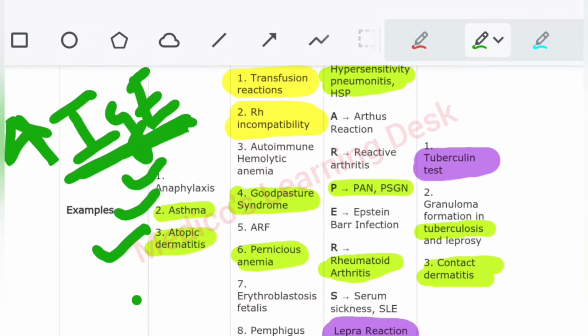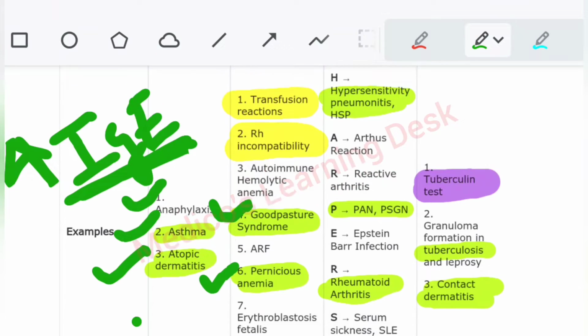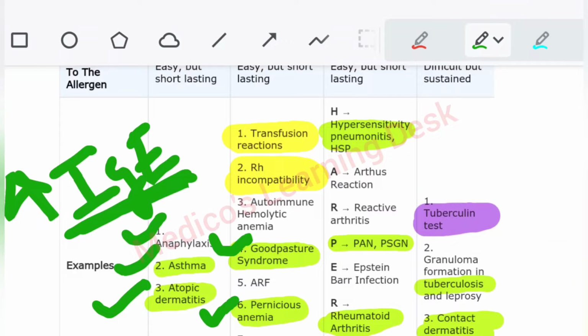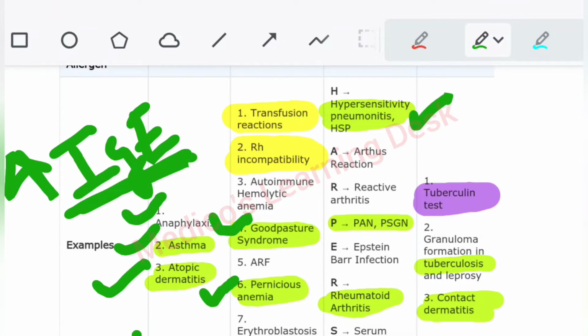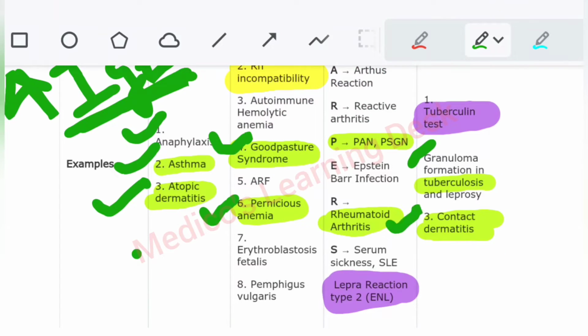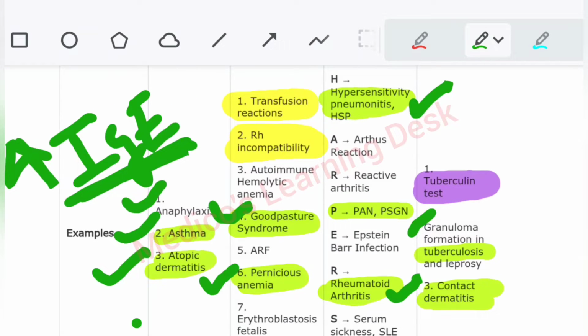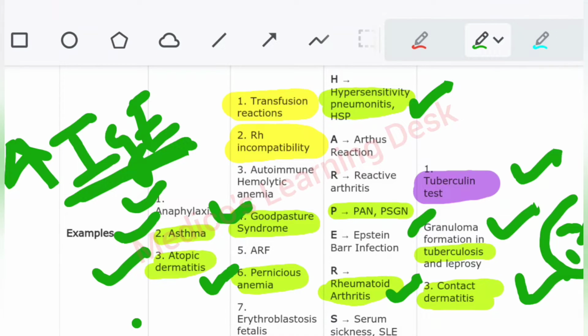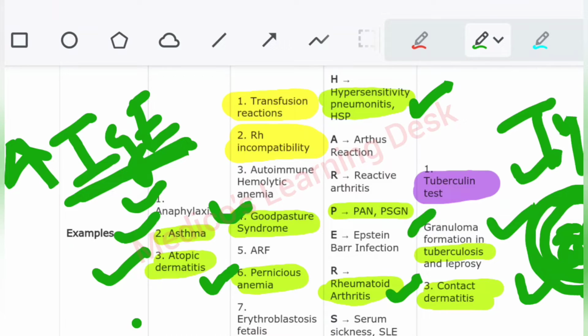In type 2 what do we have? Goodpasture syndrome, pernicious anemia, and transfusion reactions. In type 3 we have HSP, PSGN, rheumatoid arthritis, and lepra reaction too. And in type 4 we have all the cell mediated reactions, that is the tuberculin test, contact dermatitis, and granuloma formation. We see granuloma formation in tuberculosis and also in lepra reaction. That granuloma formation falls under type 4.